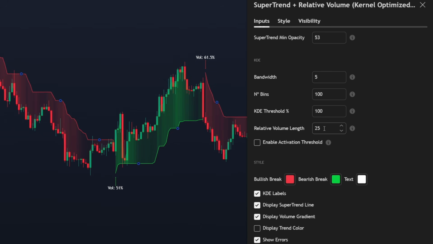Then you have relative volume length, which controls how the current volume is compared to average volume. A shorter length makes relative volume react faster. A longer length smooths the reading and makes unusually high volume harder to trigger.